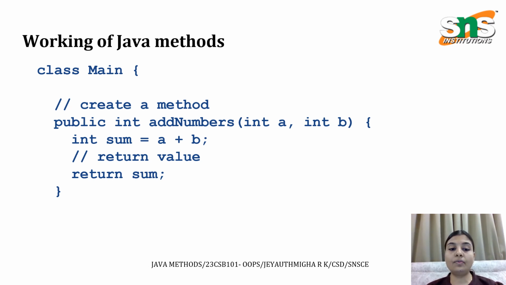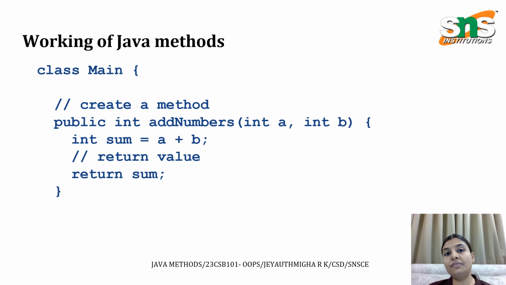So when this block of code gets executed, it will return the sum, where the input values are given through the function call, and those two values get added and stored in the variable sum. In the function definition, int a comma int b, we call them formal parameters. This is the function name addNumbers, and it has the return type integer, and this function is accessible throughout the program to any classes, so we have mentioned it as public.